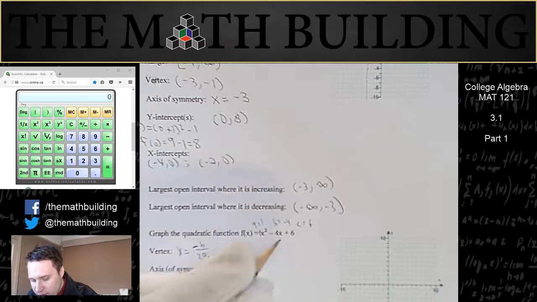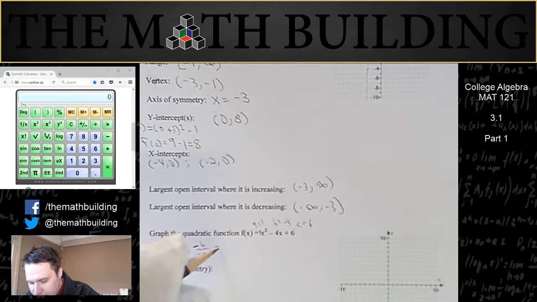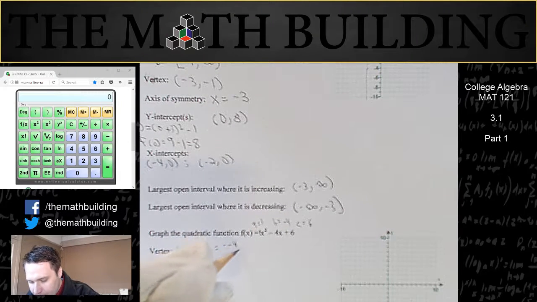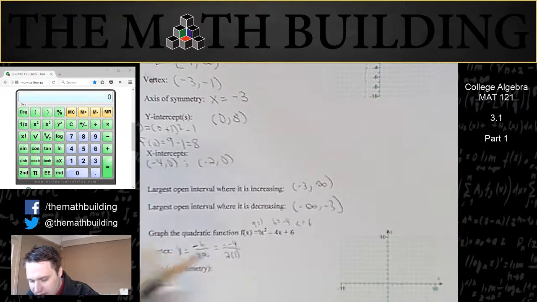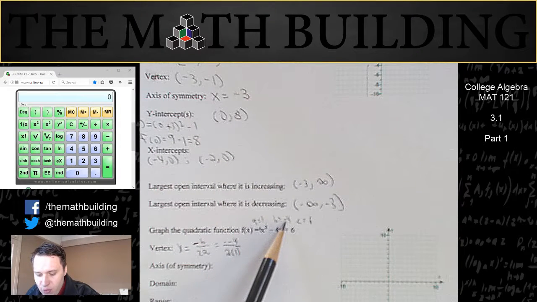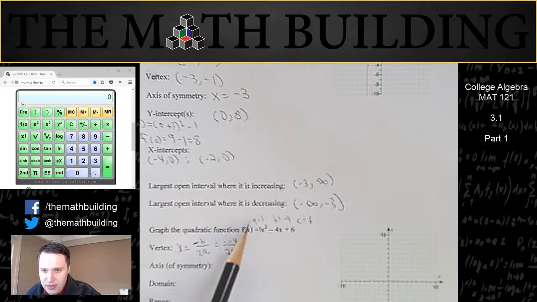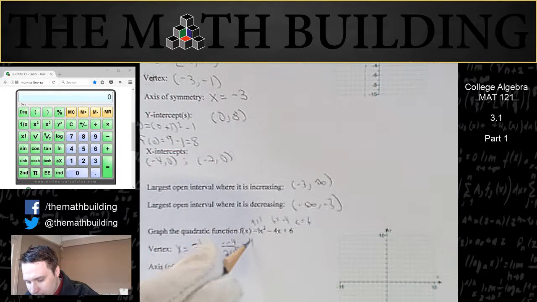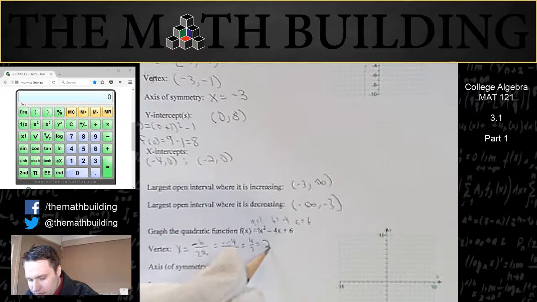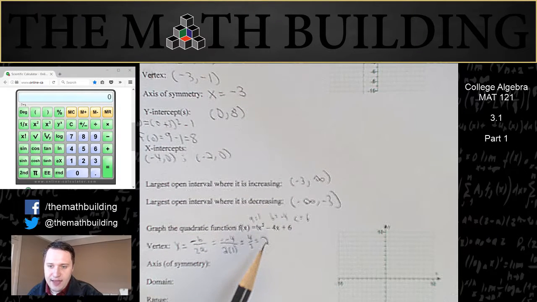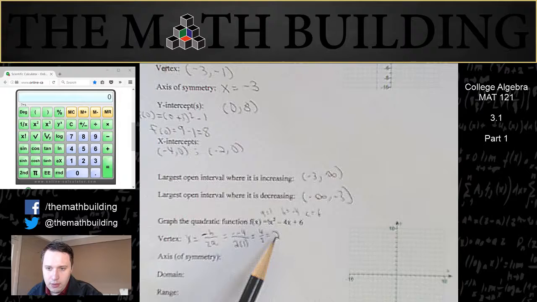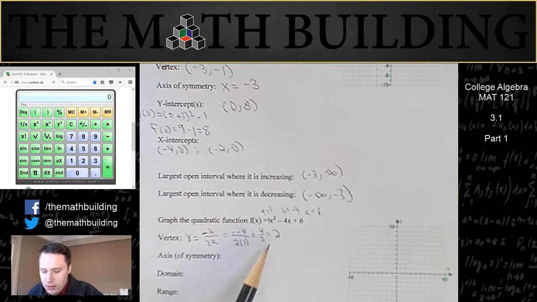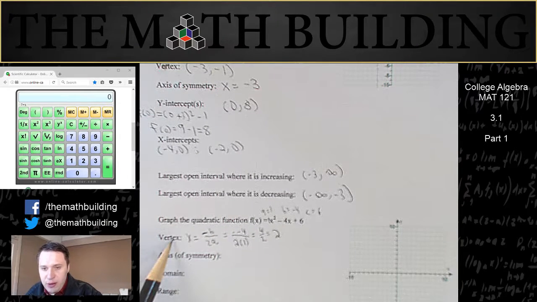So that's the x part, so b is negative 4, so that's going to be negative 4 divided by 2 times a. So negative 4, because of the negative sign here, divided by 2 times 1, because a was 1. So those two negatives become a positive. So that means that the x part of the vertex is 2, because 4 divided by 2. That's how you find the x part of the vertex.